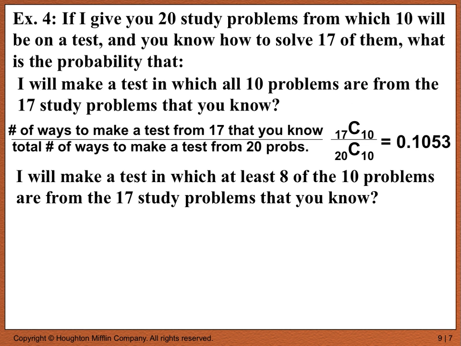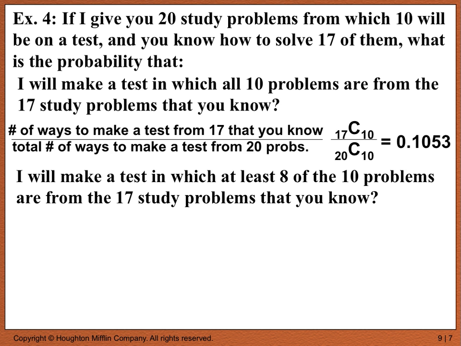Now let's say I make a test in which at least 8 of the 10 problems are from the 17 study problems that you know. Well, this is obviously going to raise the probability. And it means that you're going to get at least a B minus, right? At least an 80%. But how do we figure out this probability? This is a little bit hard also because it's the first time we're doing these kinds of problems.